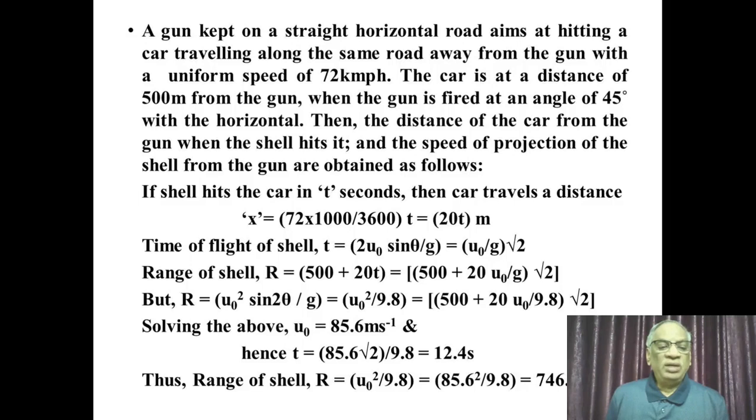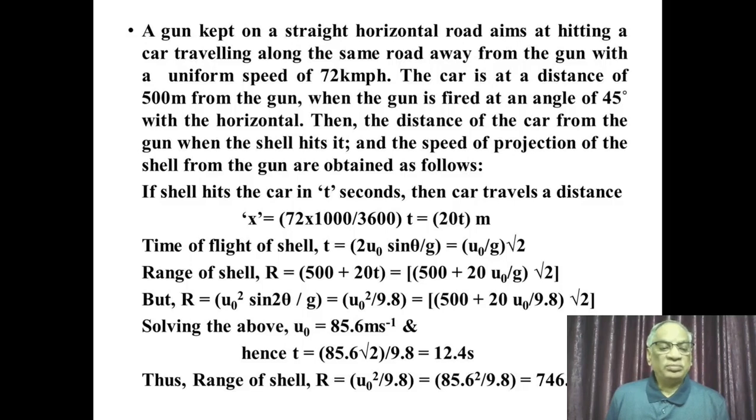So, if the shell has to hit the car in t seconds, then the distance the car travels in t seconds is given by x is equal to 72 into 5 by 18 into t, that is 20t meters. The time of flight is given by 2 u0 sin theta by g, that is u0 by g square root 2. The range of the shell is 500 plus 20t, since the distance from the gun to the car is already there, so 500 plus 20 u0 by g square root 2.